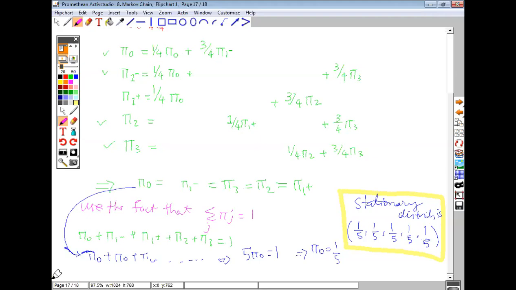Yes. So for any matrix, if we increase the number of steps, n goes to infinity, every matrix can be converted into a stationary distribution, only if there exists a stationary distribution. So not always will you have a stationary distribution.